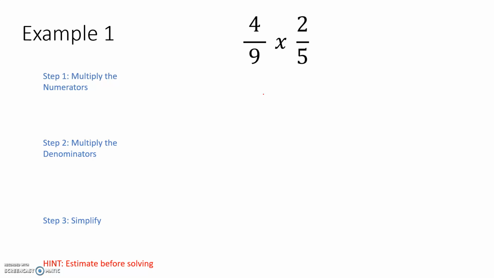So the first thing I'm going to do is just rewrite the problem. 4/9 times, I'm going to use a dot instead of the x, 2/5. All right, so I'm going to multiply 4 times 2, and I get 8. And I'm going to multiply 9 times 5, and I get 45. 8 and 45, there's not a common factor, so that is already in simplest form. So 8/45 is the answer in simplest form, right?